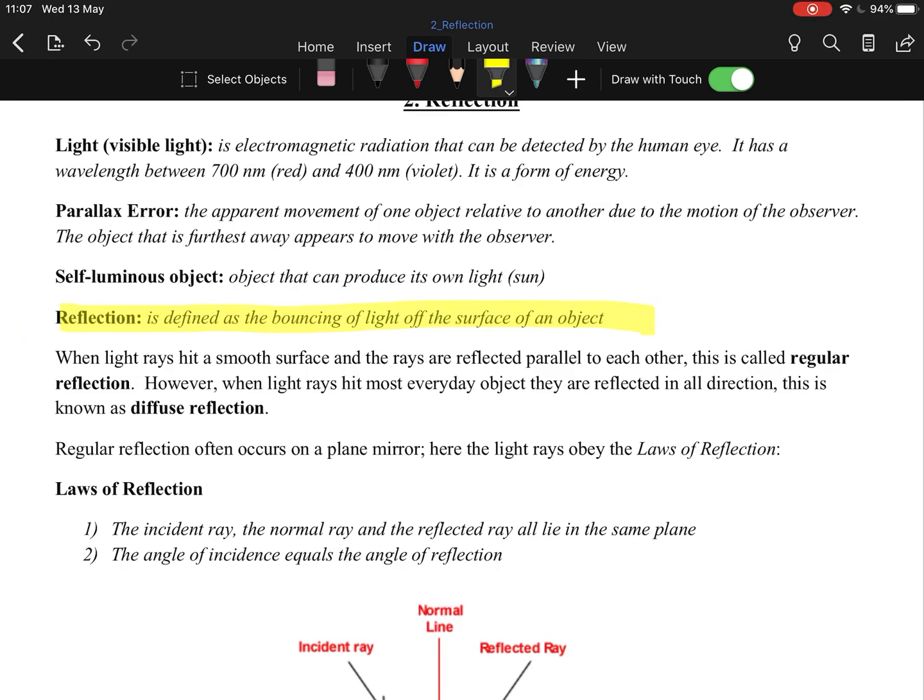That's why, if it's dark, the reason you don't see anything in a dark room is light's not bouncing off anything and you can't see anything as a result. Okay? So that's the first one, the definition of reflection. It does get asked, even though it's that easy.